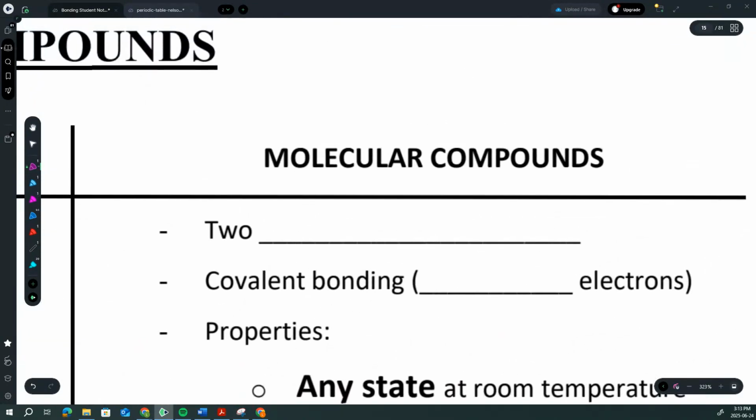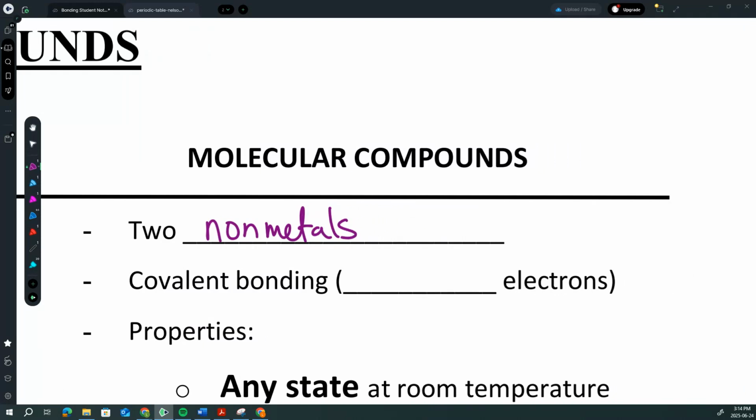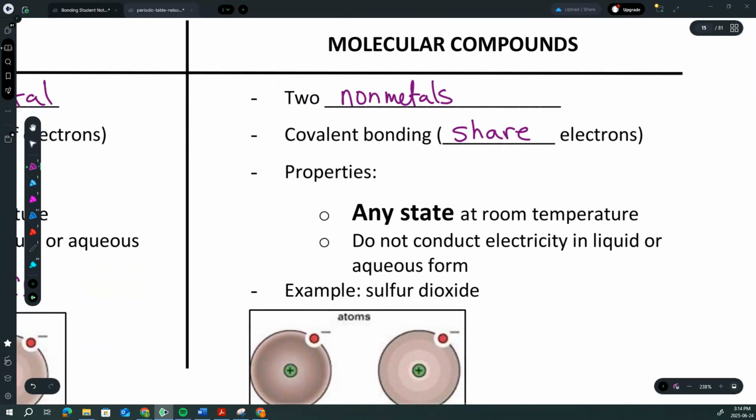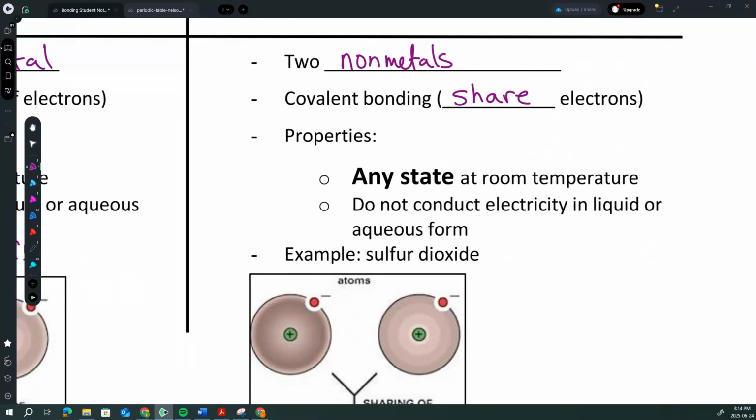For molecular compounds, those are formed from two nonmetals. And in molecular compounds, we're going to have covalent bonding, which is when electrons are shared. Some properties of molecular compounds is they can be at any state, so solid, liquid, or gas, at room temperature, and they do not conduct electricity in liquid or aqueous form.